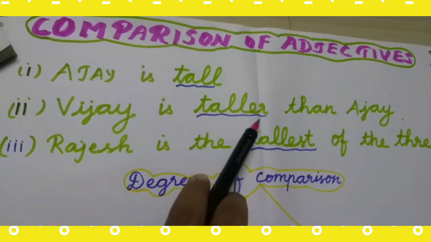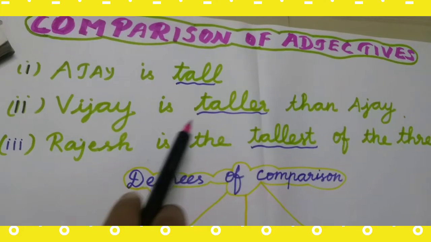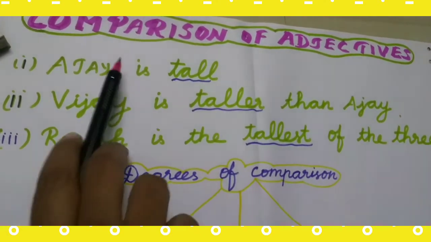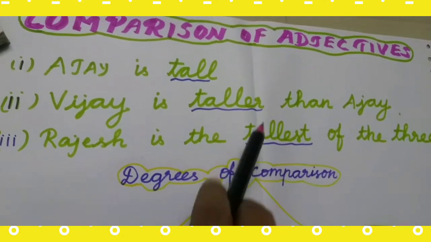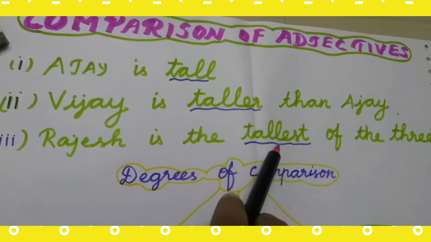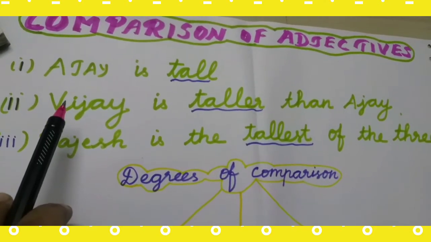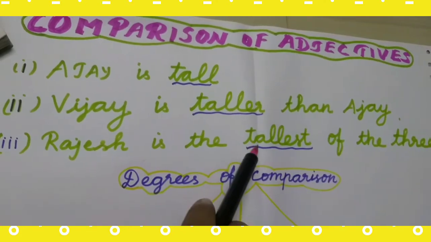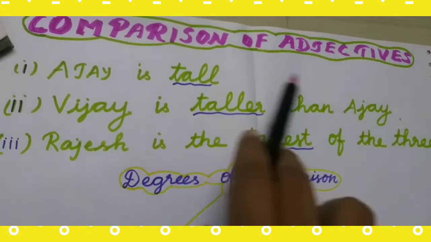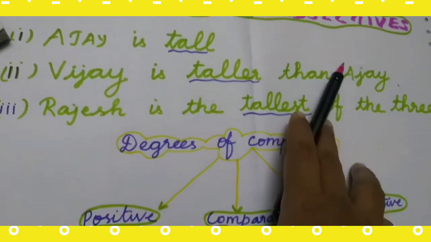And the third one, tallest. We use tallest when we compare more than two persons. That means Rajesh, Vijay, Ajay. Of the three, the tallest is used to compare more than two persons. Taller compares two persons, tallest compares more persons.